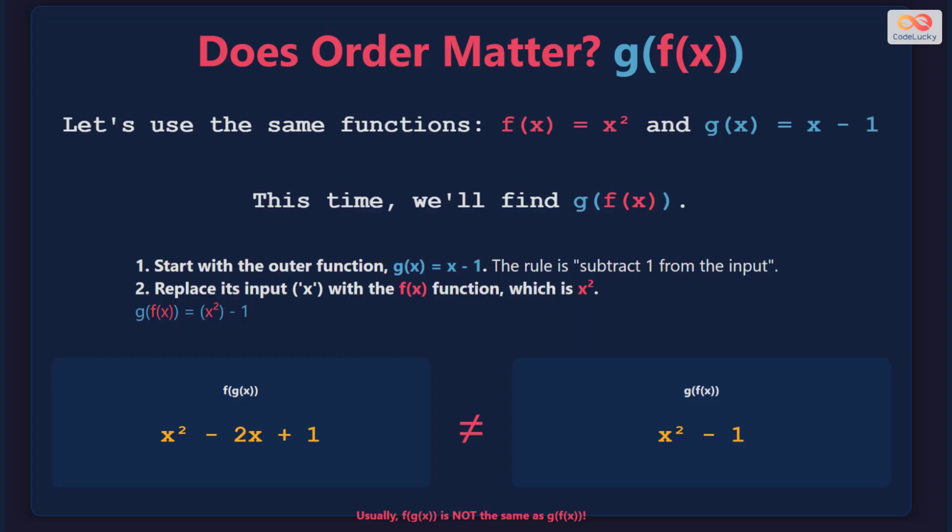A very important question is whether the order of composition matters. Is f of g of x the same as g of f of x? Let's find out. Using the same functions, let's now calculate g of f of x this time. The outer function is g of x, which is x minus 1. The inner function is f of x, or x squared. We take the rule from g, subtract 1 from the input, and use x squared as the input. This gives us x squared minus 1. As you can see, x squared minus 2x plus 1 is not the same as x squared minus 1. The order you compose functions in almost always changes the final result.